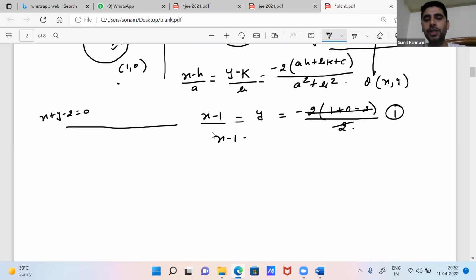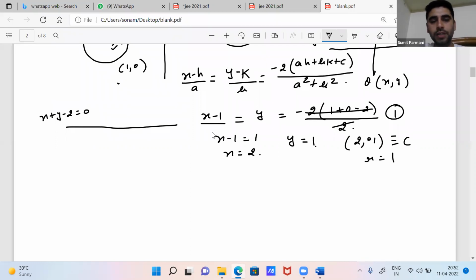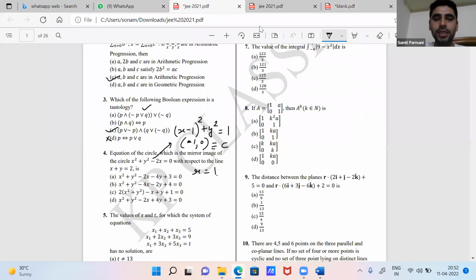So you have x minus 1 is equal to 1, so we have x is equal to 2 and y is equal to 1. So the center of the mirror image is (2, 1) and the radius is 1. So the equation of the circle will be (x minus 2) whole square plus (y minus 1) whole square is equal to 1 is the answer. Expand this, you will get the answer.